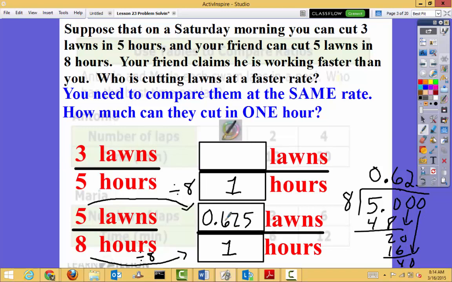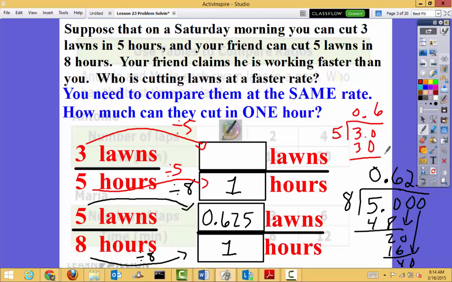I'm going to do the same thing here. So now let's look. What do I need to do to get 5 to become 1? Well, I divide by 5. So I'm going to do the same thing here and divide by 5. So now 3 divided by 5. I'm going to add that decimal, bring the decimal straight up, and get 0.6 lawns.